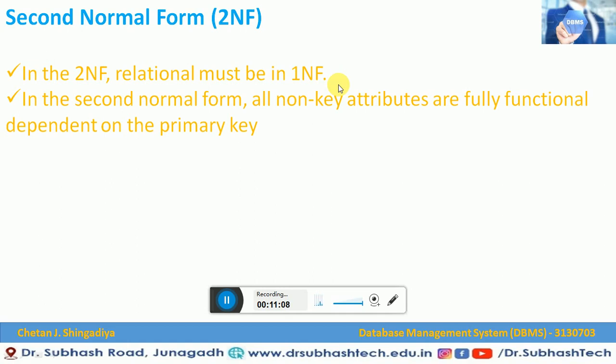Then second, all non-key attributes are fully functionally dependent on the primary key. Like if I say that x tends to y, and I want to derive the value of y, then y is fully dependent on x. That means if you want to derive y, we have to use x. So y is a non-key attribute, and it is fully functionally dependent on the primary key, where x is our primary key in the example of x tends to y.